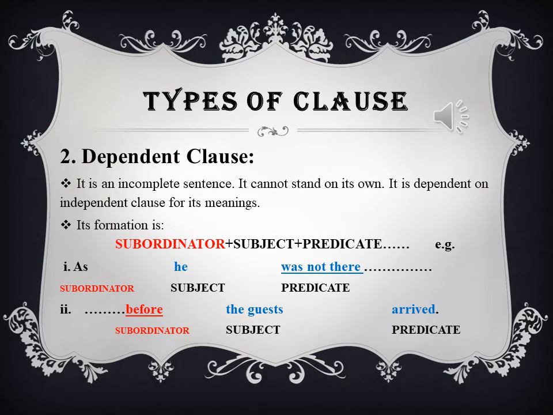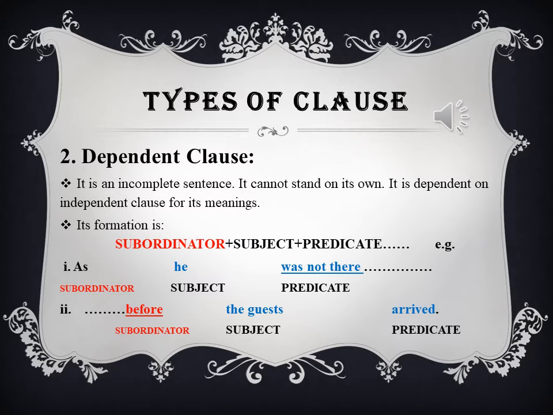The second type of clause is the dependent clause. As its name suggests, it is an incomplete sentence. It cannot stand on its own. It is dependent on an independent clause for its meaning. Its formation is, it begins with a subordinator. It has a subject. It has a predicate in it. Now, for example, as he was not there.